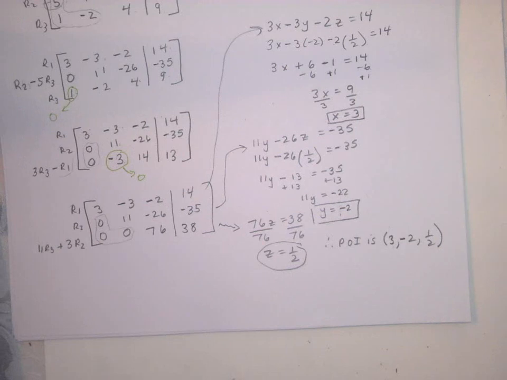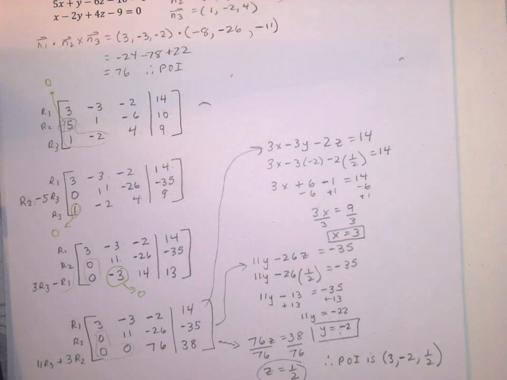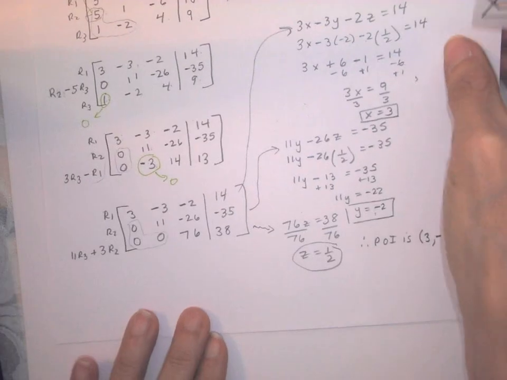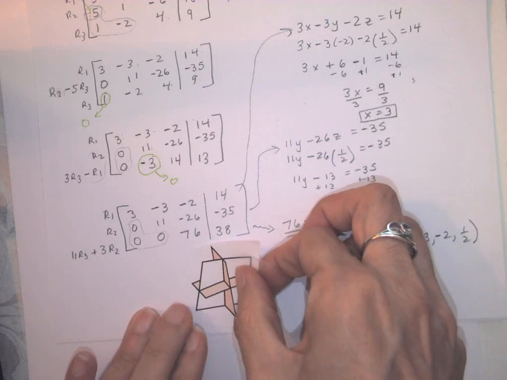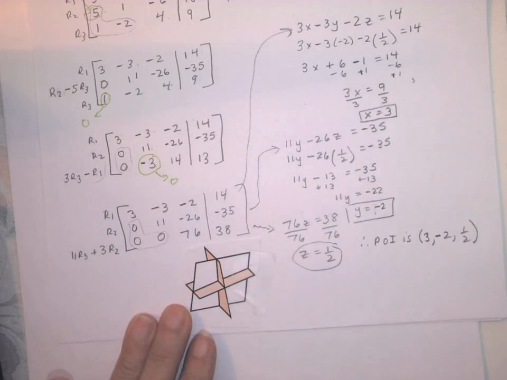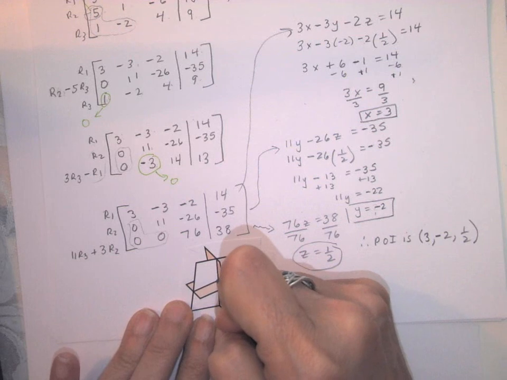It says, give a geometrical interpretation of your answer. So we are saying it's a point of intersection, but I'm also going to cut out this picture and just tape it on. Sorry guys. So this is what the geometric arrangement of our planes is going to look like, and our POI is right there where all three planes intersect.